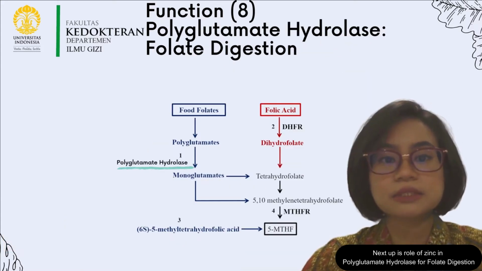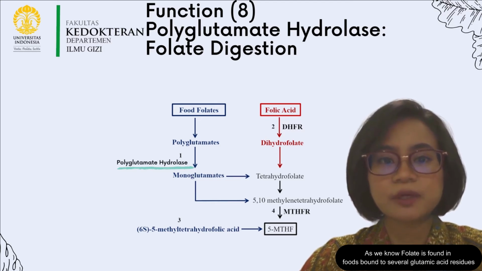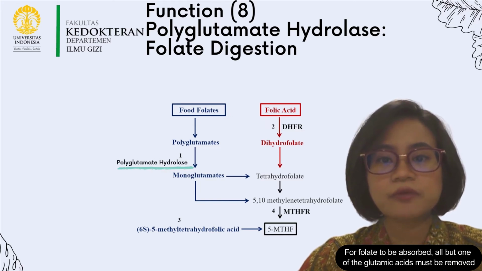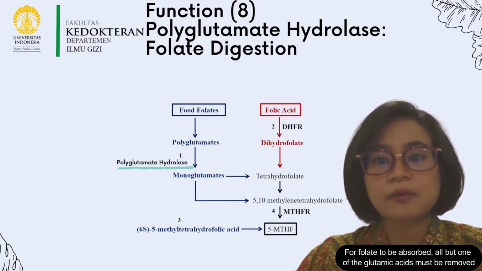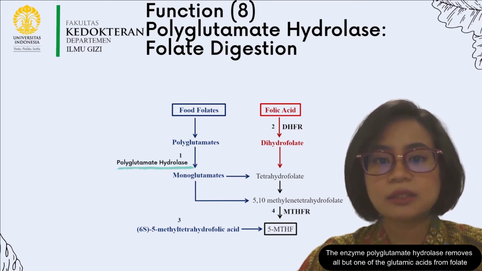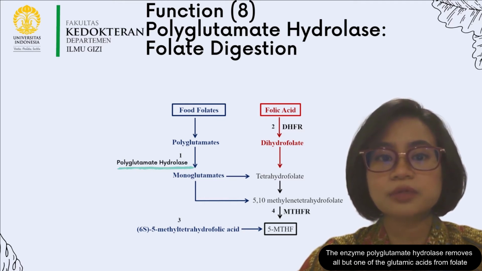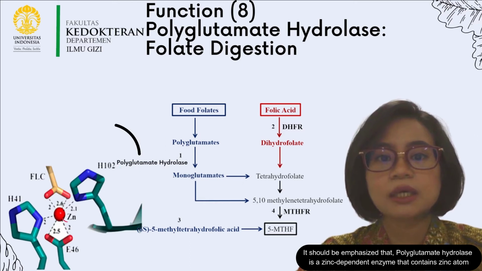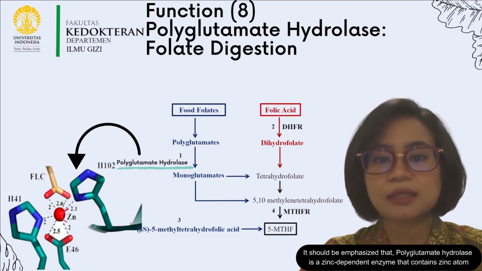Okay, next up is the role of zinc in polyglutamate hydrolase for folate digestion. As we know, folate is found in foods bound to several glutamic acid residues. For folate to be absorbed, all but one of the glutamic acids must be removed. The enzyme polyglutamate hydrolase removes all but one of the glutamic acids from folate. It should be emphasized that polyglutamate hydrolase is a zinc-dependent enzyme that contains zinc atoms.